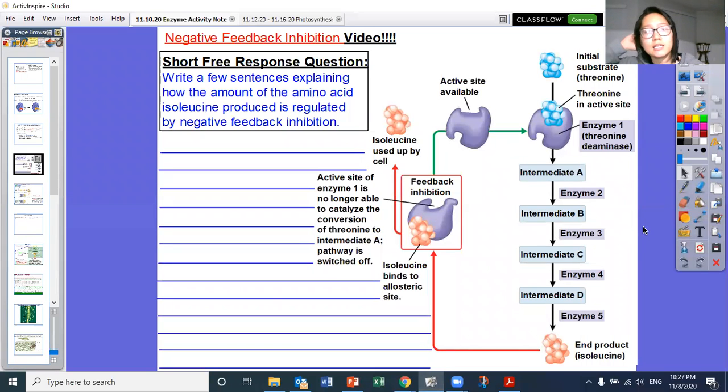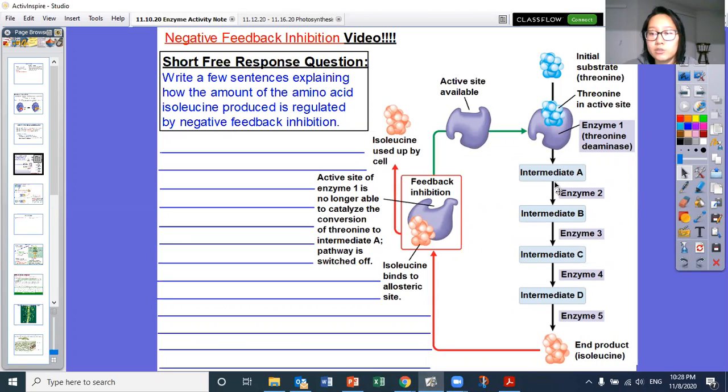So we have the same idea here in this picture where we're looking at the production of isoleucine. And remember, I said negative because it's causing a stop, and it's feedback because it's a loop, right? It's a feedback loop. And it's inhibition because, again, it's causing a stop. Okay, so over here you have the initial substrate, which is threonine, and you have the enzyme, and the threonine fits into its active site just fine.